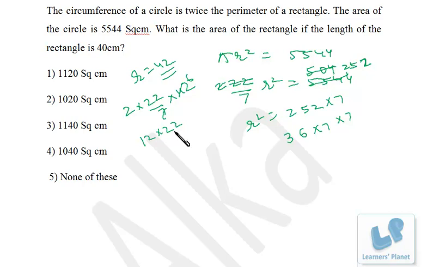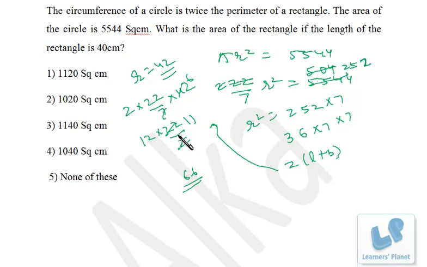And now this is twice the perimeter of the rectangle. That means this 12 into 11 is the perimeter of the rectangle. Okay. After that, perimeter is what? 2 times length plus breadth. So this is actually 2 times length plus breadth. That means length plus breadth will be 12 into 11 by 2. That means it will be 6 into 11, or we can say 66. That is length plus breadth.